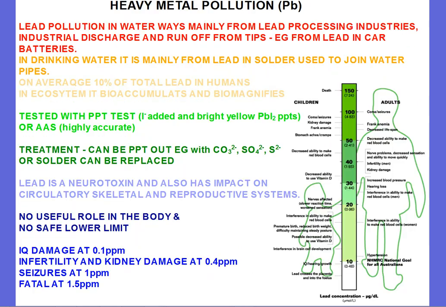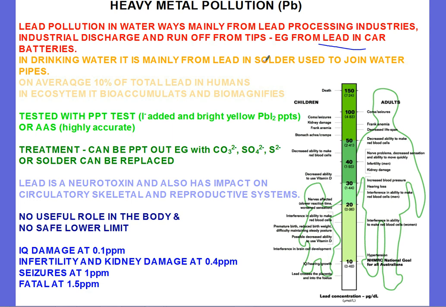The last thing we looked at in the water topic was heavy metal pollution. Now, lead pollution in waterways used to come from the atmosphere, mainly from leaded petrol fumes, but these days it mainly comes from lead processing industries, industrial discharge, and runoff from tips, e.g. runoff from lead in car batteries, which is dissolved and then runs off into waterways. In drinking water, in the household, it's mainly from lead in solder used to join water pipes.